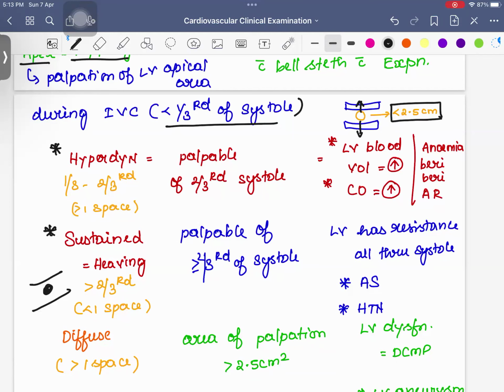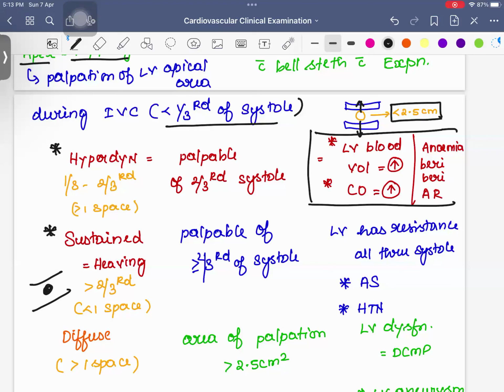Okay, so this is very important. Where will you get a hyperdynamic apical impulse? Wherever there is hyperdynamic circulation. Whenever the patient has anemia, very AR, in all these conditions you will have a hyperdynamic apical impulse.